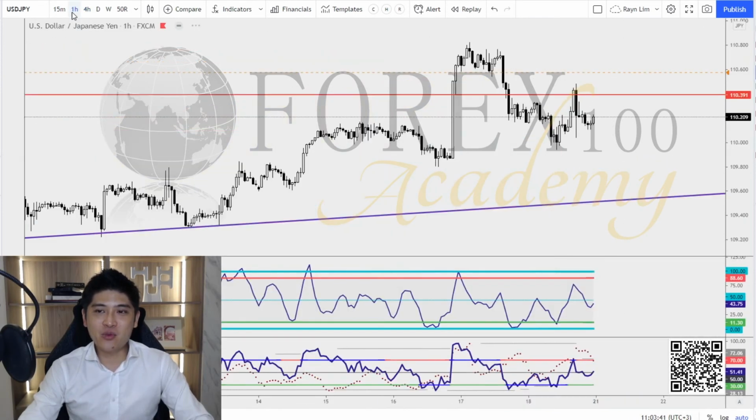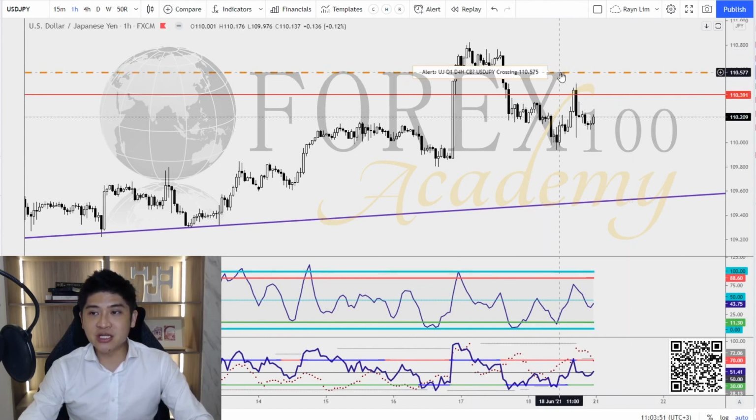To the 1-hour chart, nothing much over here, other than if you have missed the shorting opportunity, the next best price I feel you can wait for a shorting opportunity is 110.57, and that is because this is the level of the previous support, which right now turned resistance.